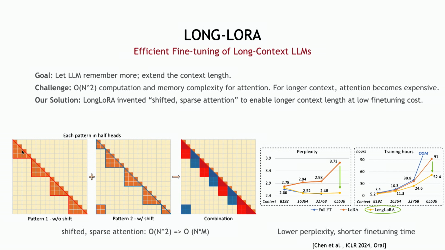We only allow this sparse, block-wise sparse attention. So the complexity is no longer O(n) squared, but it's O(n) times m, where m is the width of each block. And we shift to allow information to flow between different blocks. Altogether, we can fully match the accuracy of full fine-tuning while reducing the training hours by a large margin. So using only one GPU machine, we can extend and fine-tune the context length of Llama 2 from 4K to 100K tokens.